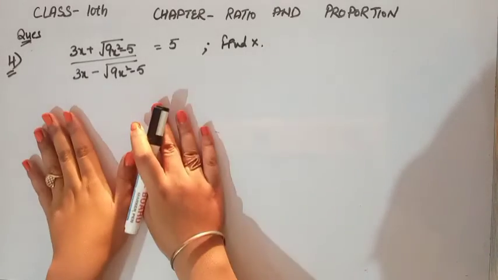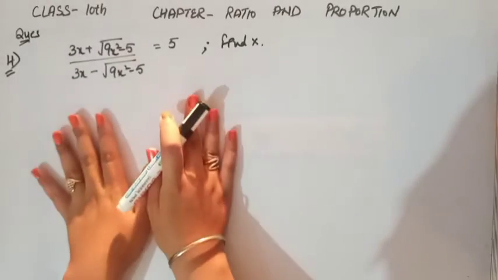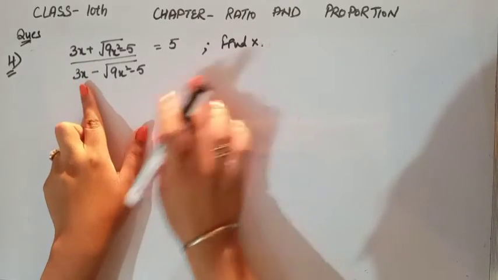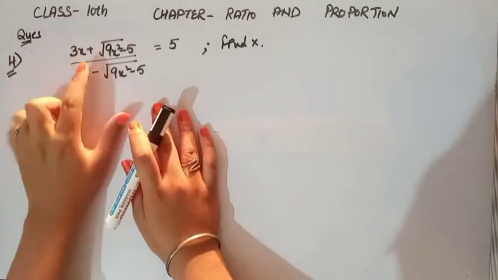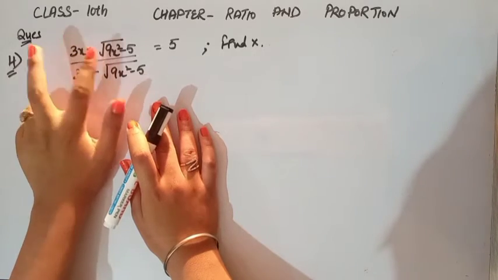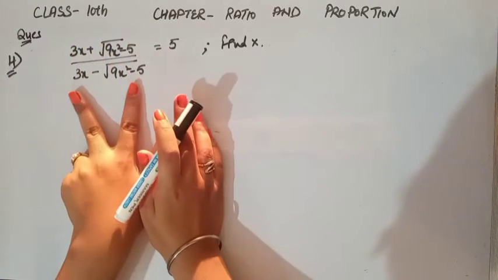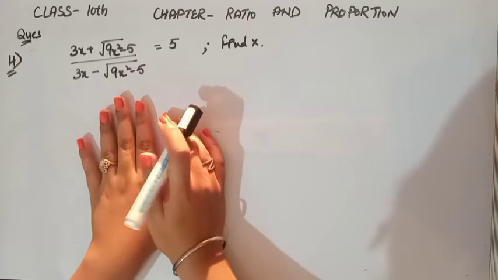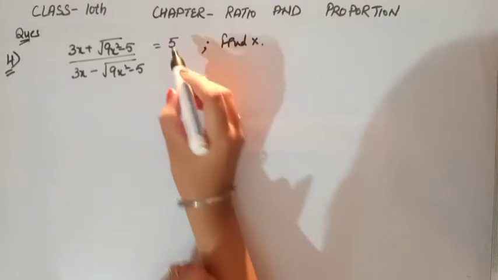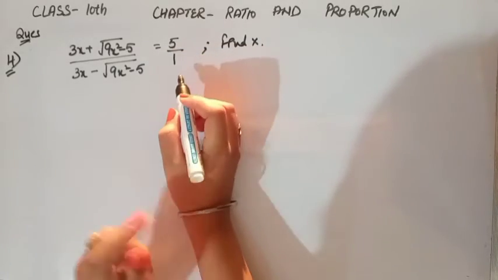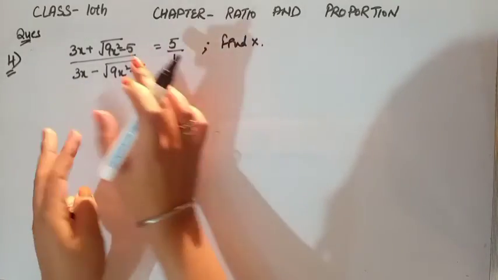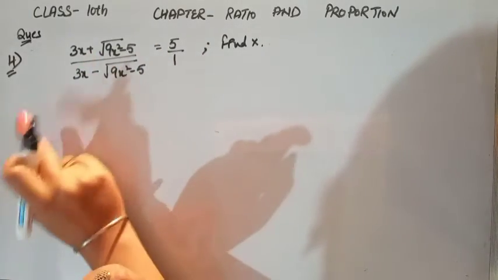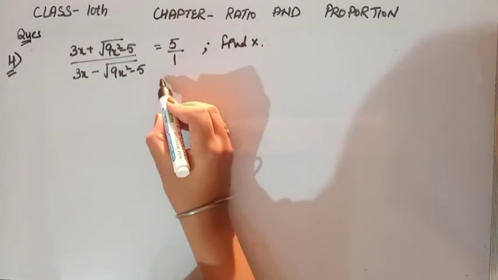Now we will discuss another type of question in which we are given an expression and we have to find the value of x. Now see, these two terms are in addition and these same two terms are in subtraction. So it means it is also a case of componendo and dividendo. As in the second case, where we applied componendo and dividendo, we will do the same thing now.